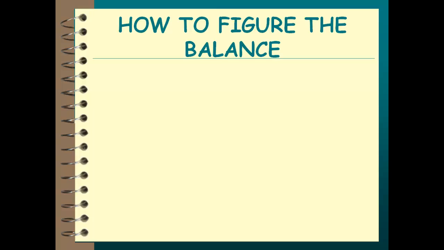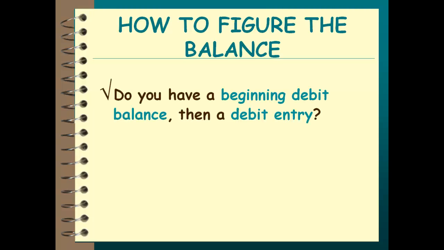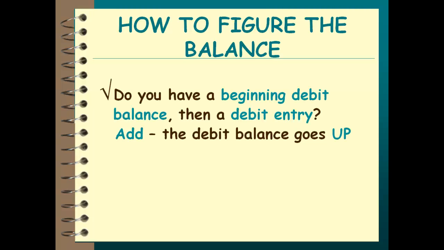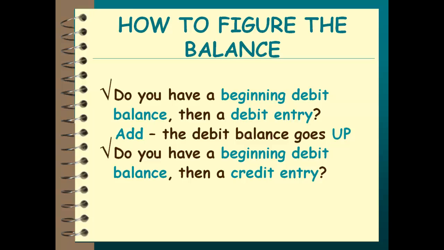So for example, what if I have a debit balance right now, and then I make a debit entry? Same side or opposite side? Same, so we're going to add. What if I have a debit balance and then I make a credit entry? Same side or opposite side? Opposite, so we will subtract.